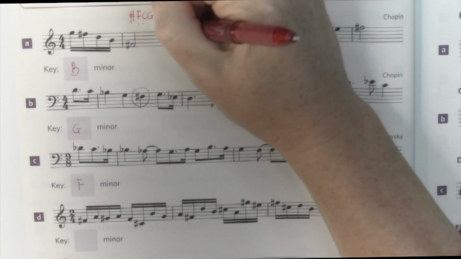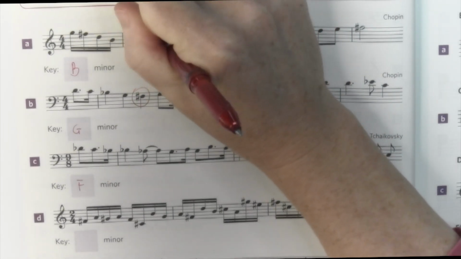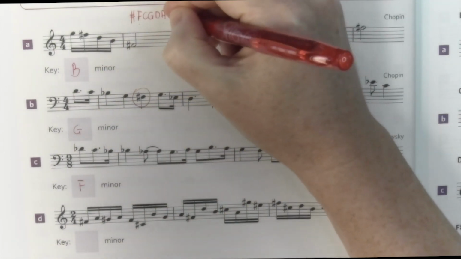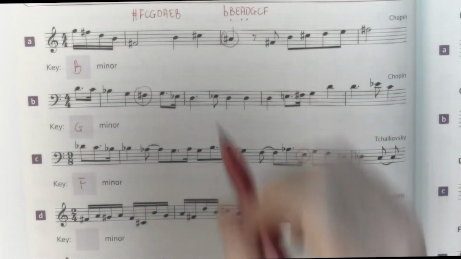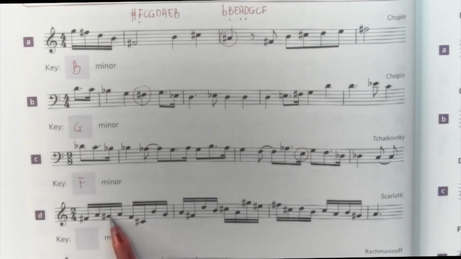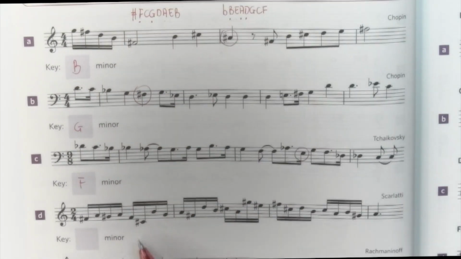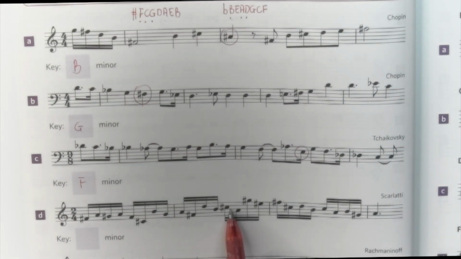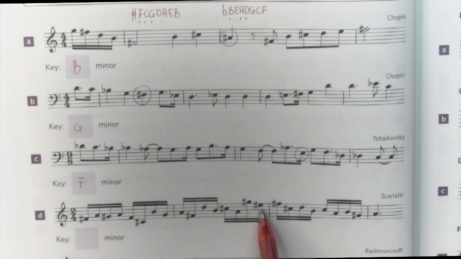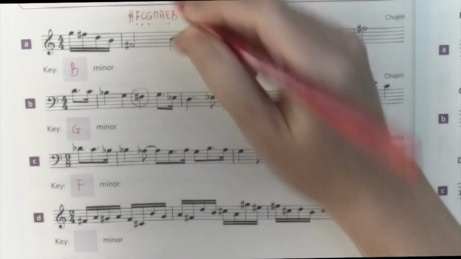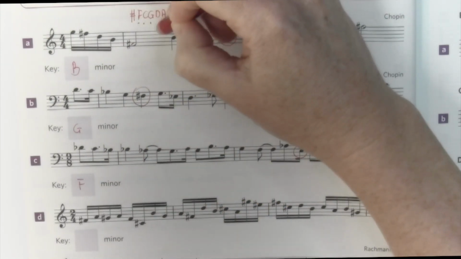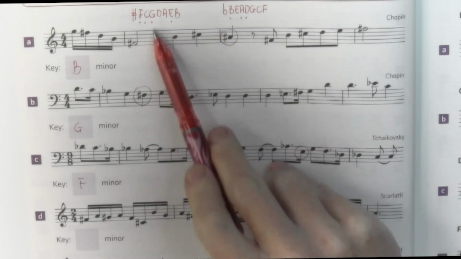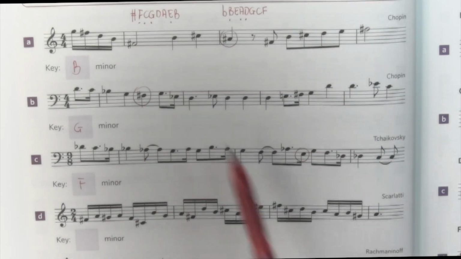Sharps. So let's do this from scratch. Okay. F sharp, So sharp, Do sharp, Fa sharp, Do sharp, we've done it. So sharp, done it. Mi sharp, Fa sharp, Do sharp, and So sharp.